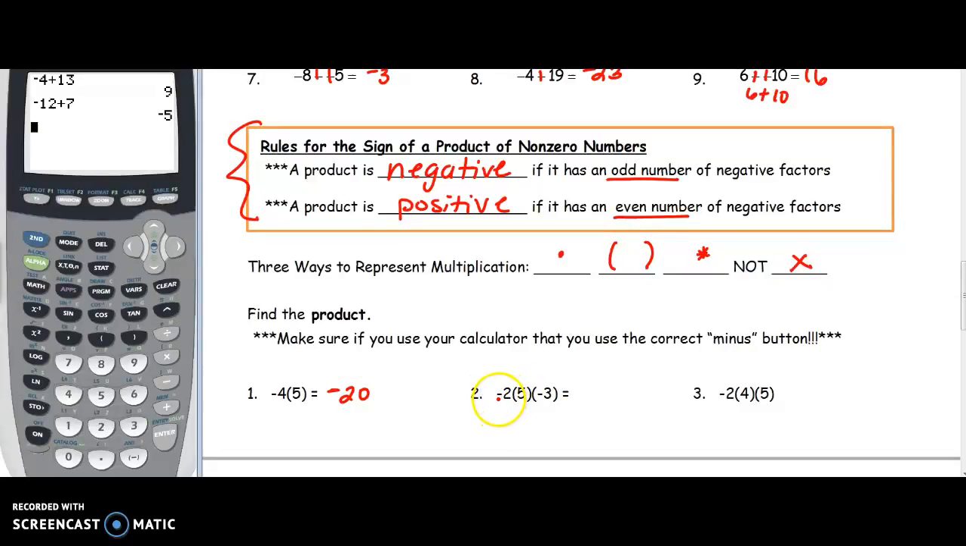In problem number 2, you have an even number of negatives, so they basically cancel out. So you're going to have a positive answer, therefore you can just go ahead and multiply across. 2 times 5 is 10, times 3 is 30.